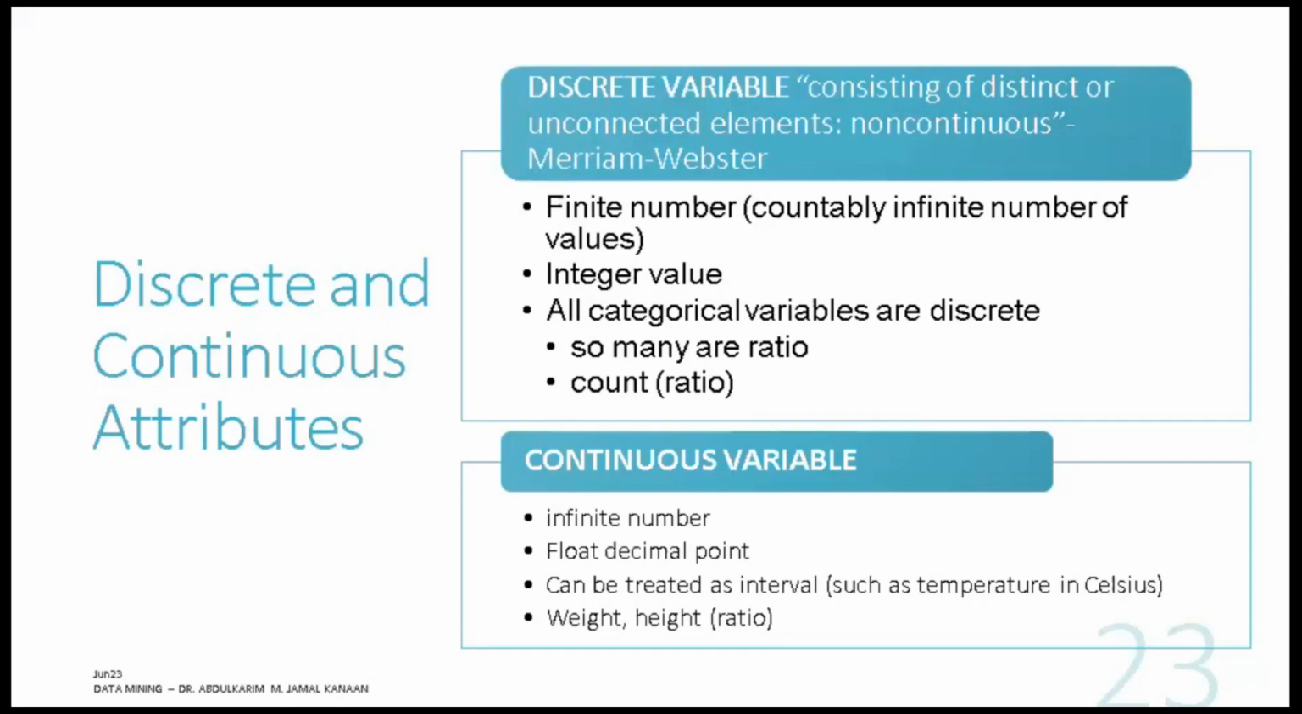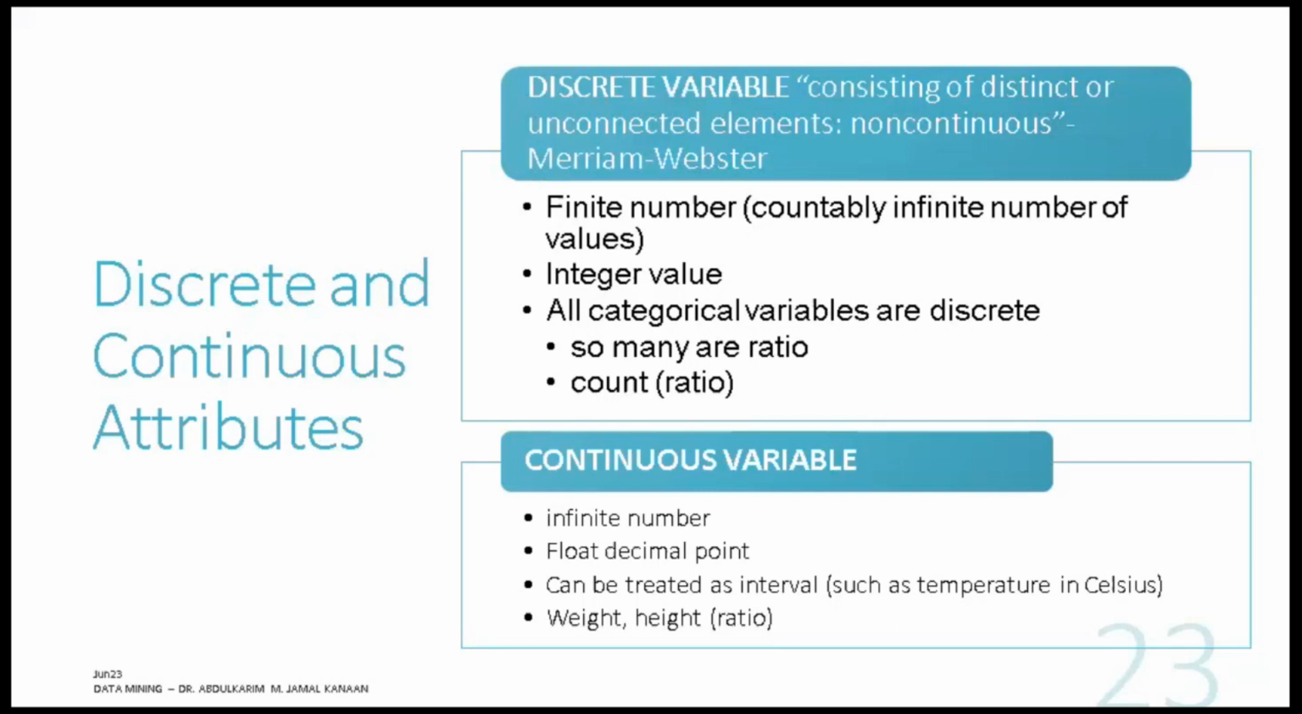Now, another thing to understand about the data type. This is more on the numeric scale: whether the values being held are discrete or continuous. Discrete means integer values, and usually it has a finite number. When we have discrete values, it's going to have a finite number. All categorical variables are discrete because after all we are going to assign values to them.